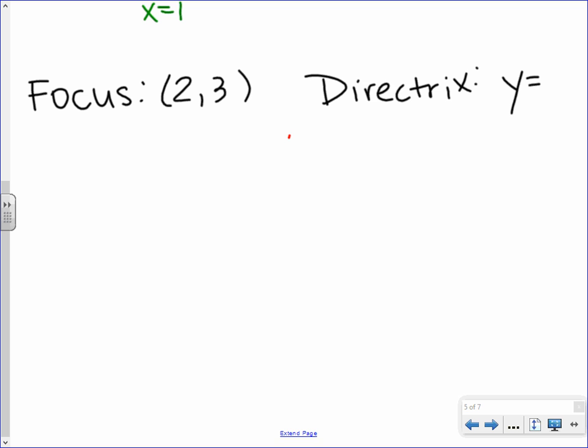Okay, so Gabe is worried. Are we going to be able to write an equation if we know the focus and directrix? What is your answer? Can we do it? Yes. Of course we can. So (2, 3) is our focus. You notice how I'm putting an F or a V, so I know the difference between a focus and vertex. And y equals negative 3.